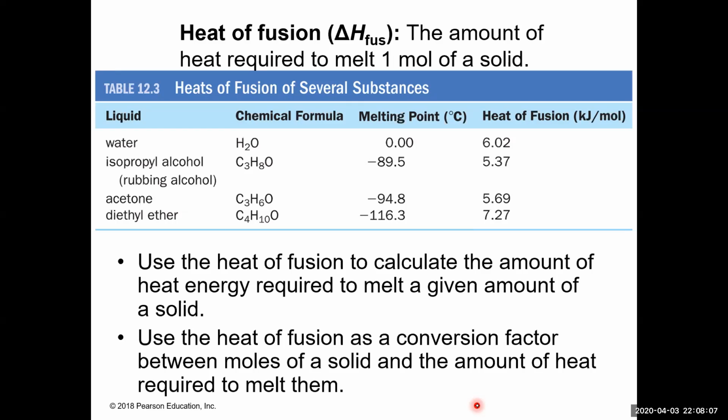So again, heat of fusion represents the amount of heat that's required to melt 1 mole of a solid. Table 12.3 gives us the heat of fusion for several substances. For water, for example, it gives us the melting point of water, which is always going to be 0.00 degrees Celsius. And the heat of fusion at that melting point, which is 6.02 kilojoules per mole.